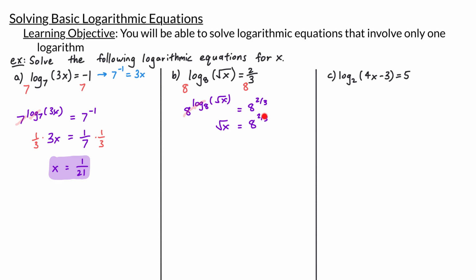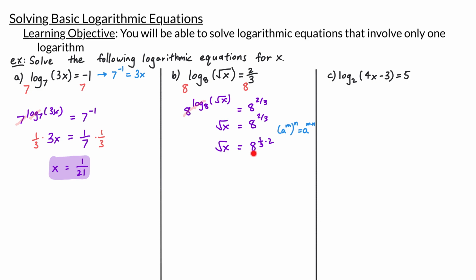Let's remind ourselves how we would compute something like 8 to the power of 2/3. First of all, we'll still have square root of x on the left-hand side. On the right-hand side, we're going to think about this 2/3 power as 1/3 times 2. What we're going to do next is use an exponential property. Remember that if we have a to the power of m and it's raised to the power of n, this simplifies to a to the power of m times n.